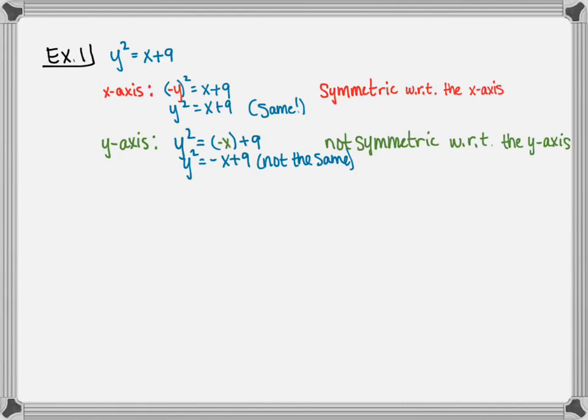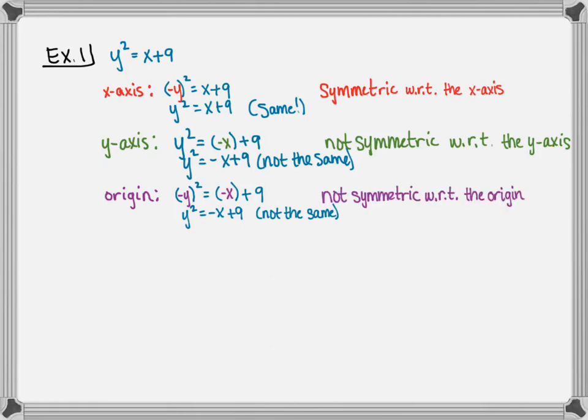Let's look at symmetry with respect to the origin. Take the equation, substitute negative y in for y, negative x in for x. Simplify, so this becomes y squared equals negative x plus 9. This is not the same as the original equation, so the graph of this equation is not symmetric with respect to the origin. So y squared equals x plus 9 is only symmetric with respect to the x-axis.